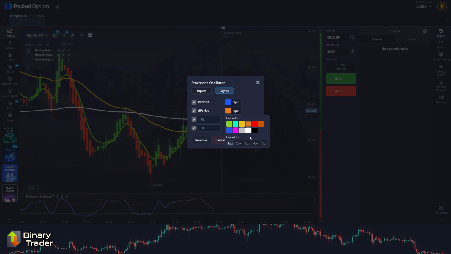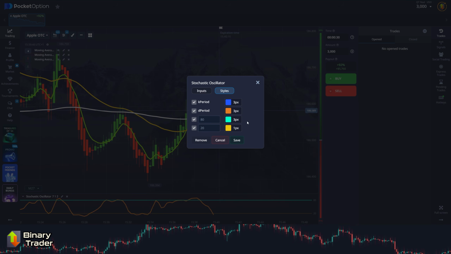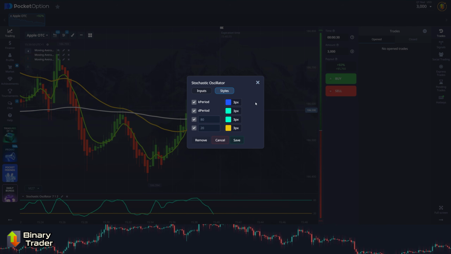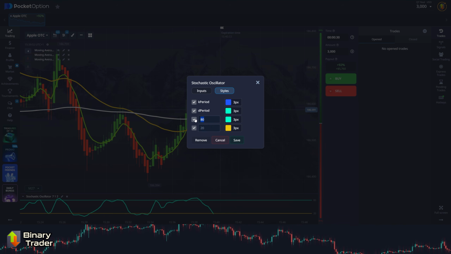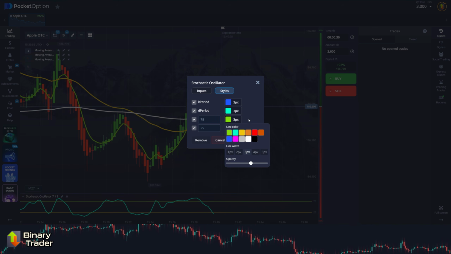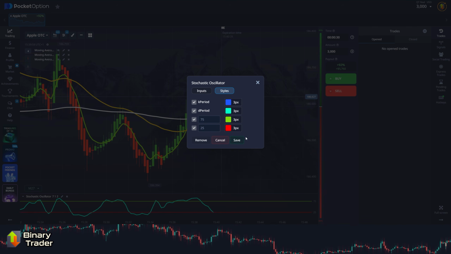I set thickness of all 4 lines of the indicator to 3 pixels. And set color of D period to something vibrant. Set the levels to 75 and 25, and set their color to green and red respectively.